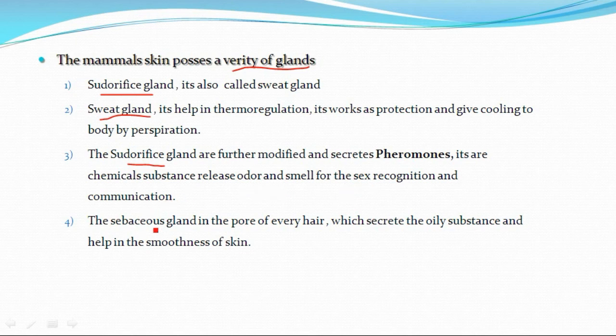The sebaceous gland is present in the pore of every hair and secretes an oily substance, which helps in the smoothness of the skin. So these are the details about the integumentary system of vertebrates.